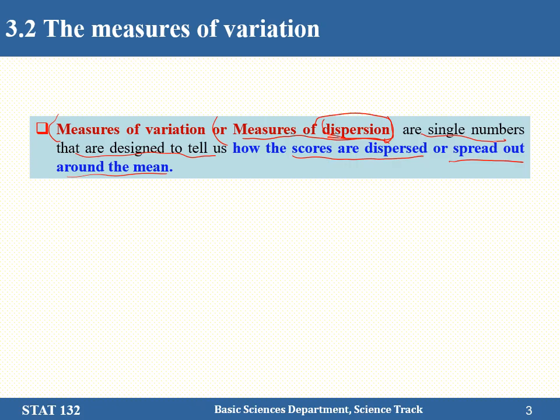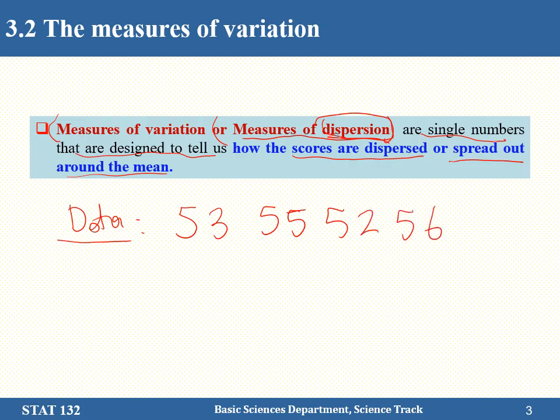So we have a data set. Okay, I will show you what we mean by spread or dispersion here. Data is, let's say, 53, 55, and then 52, and then let's say 56, and then 54. Now look at this data set. When you calculate the mean here, the mean will be 54.